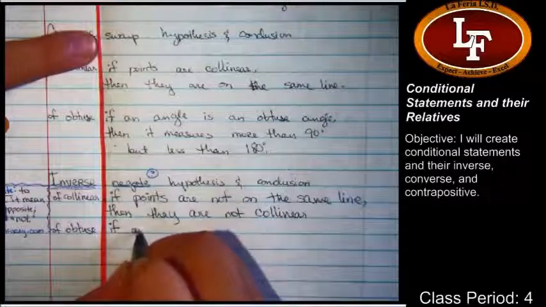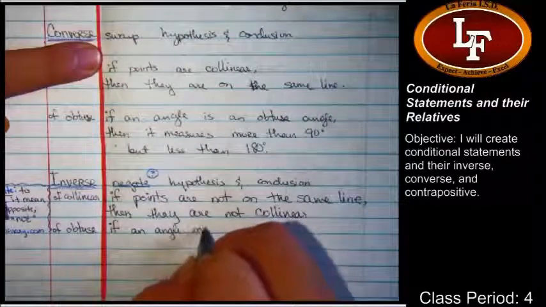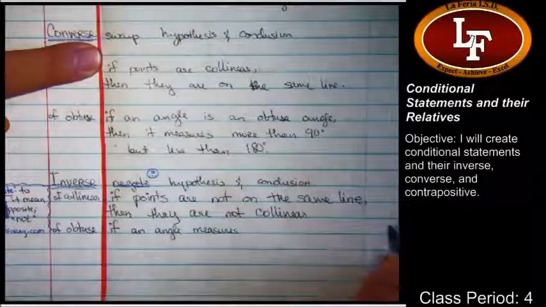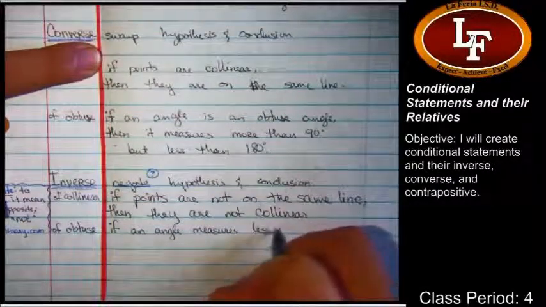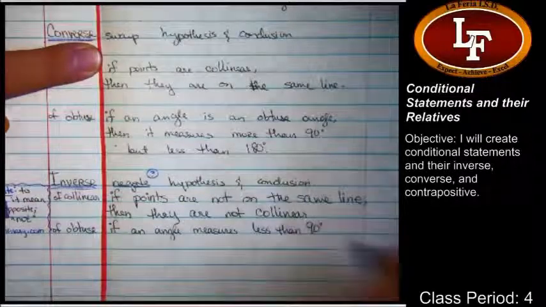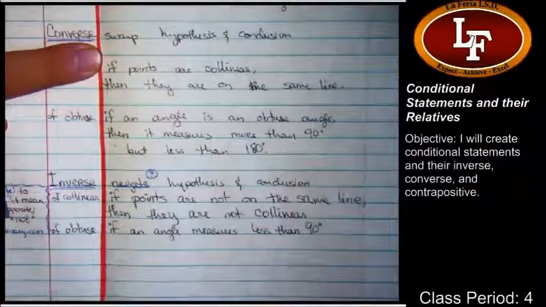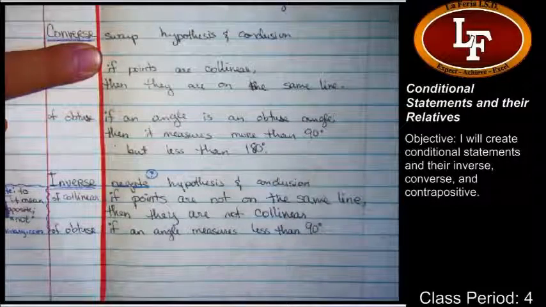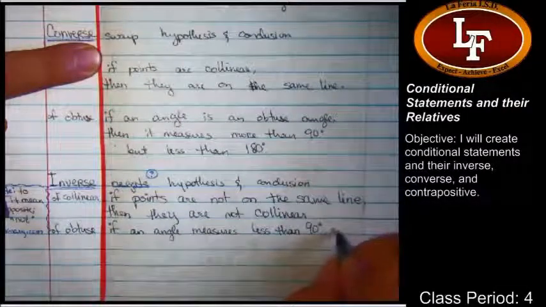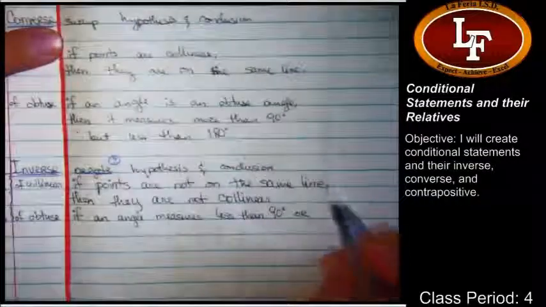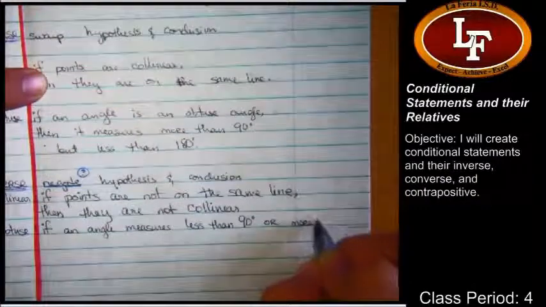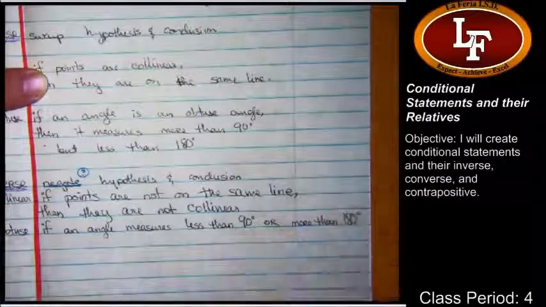Okay, so if an angle measures less than 90 degrees. And the original statement had the word but, so let's put the word or, because now it could be one or the other. Whereas the other one is really specific. It had to be more than 90, but less than 180. Now it can be less than 90 or it can be more than 180. So, or, and I'm going to continue, more than 180 degrees.